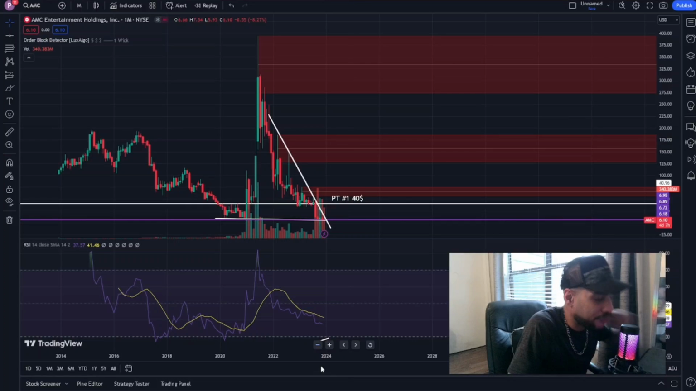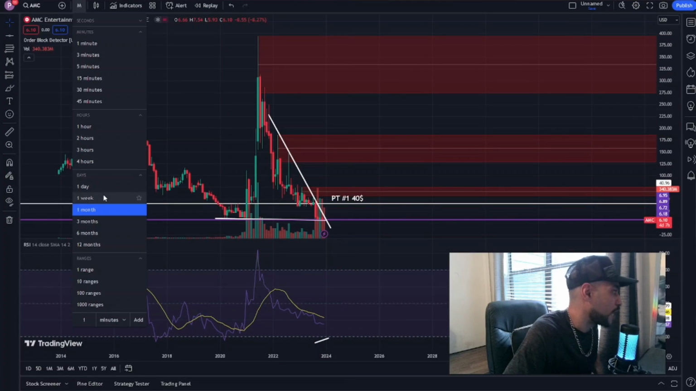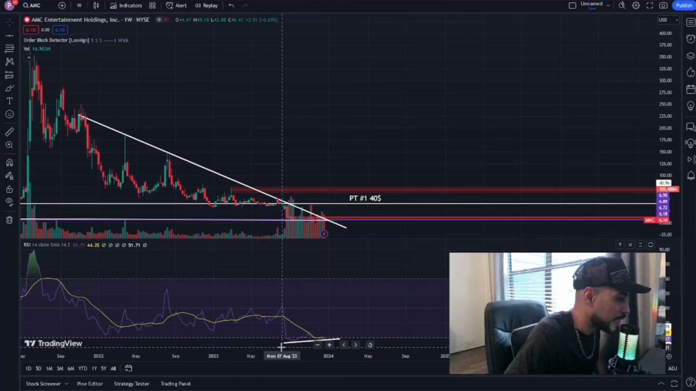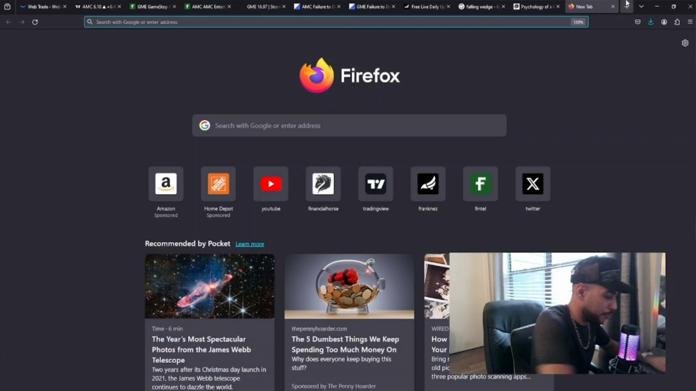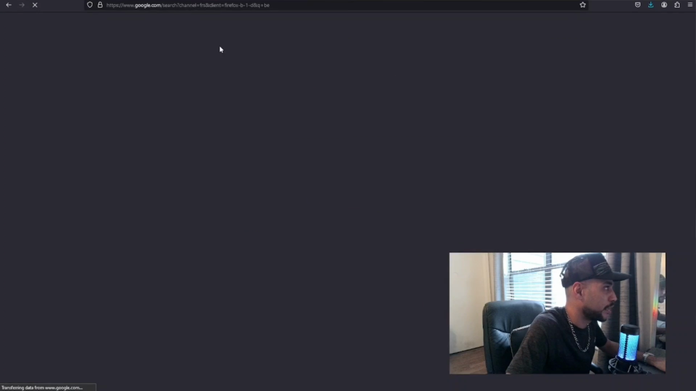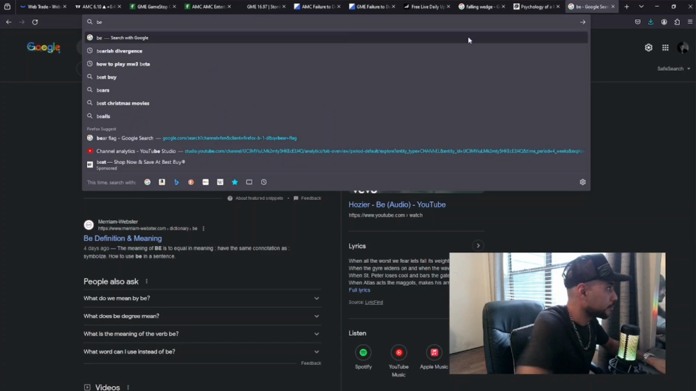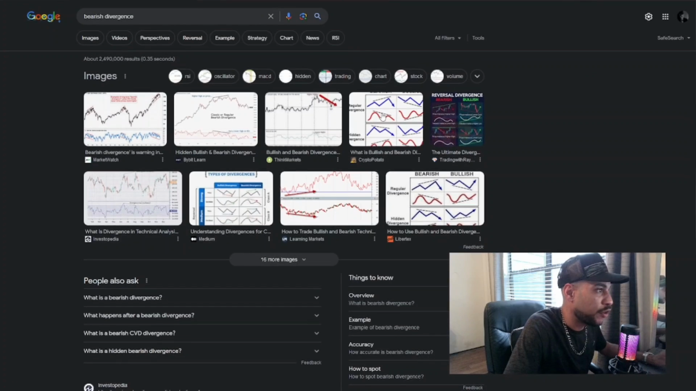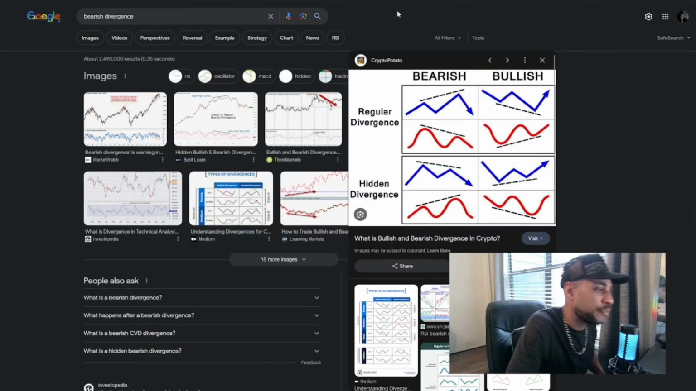If MACD can flip, you could see it pop to the upside as well. And then AMC also has bullish divergence building huge. You can see that RSI is trending up while price is trending down. That is bullish divergence. If we go ahead and type in bearish divergence, it will pull up a diagram for you. And this diagram will show you both bullish and bearish divergence. When you see price trending down and RSI trending up, that's bullish divergence.